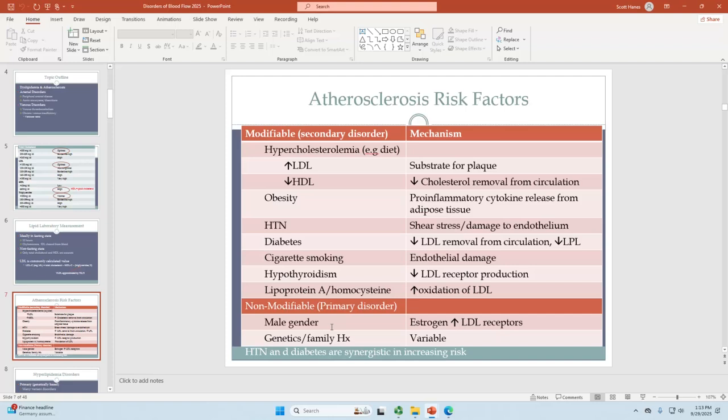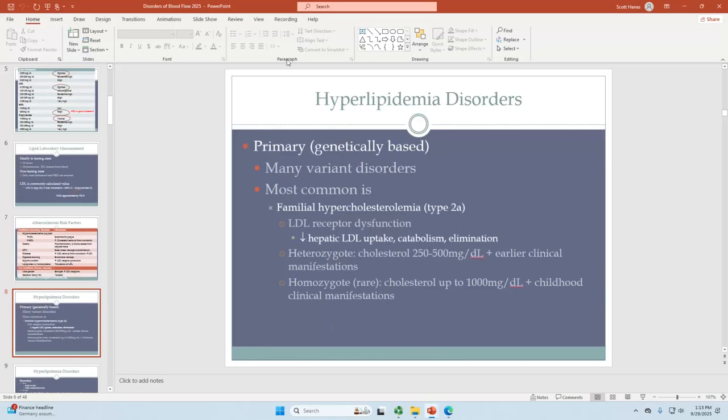We certainly won't go into a lot of detail there. Okay. So this is the only genetic related disorder we'll talk about. The rest of it will be secondary disorders, if you will. There are a lot of genetic disorders with how the body manages all these different lipoproteins, for example, but the most common one is familial hypercholesterolemia, specifically type 2A. And this is where there's a dysfunction of the LDL receptor, mainly on the liver, because that's our main organ that takes up LDL from the circulation.